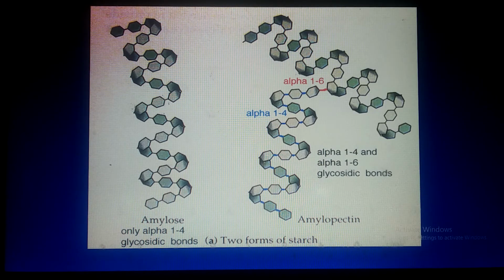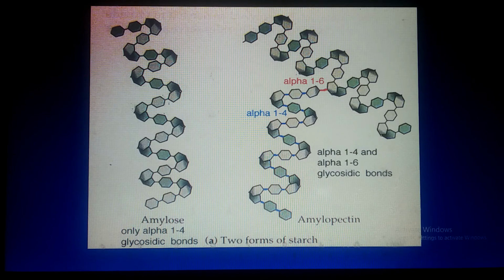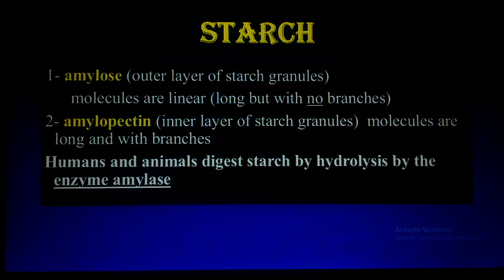Two types of glycosidic linkage are present here: 1,4 as well as 1,6. Now the concept about 1,4 and 1,6 is clear, that 1,4 and 1,6 are related to the number of the carbon at which the bond is produced. Is it clear? So this is amylose, which is the straight chain, and the other one is amylopectin. This is the branched chain. This is the difference between amylose and amylopectin.